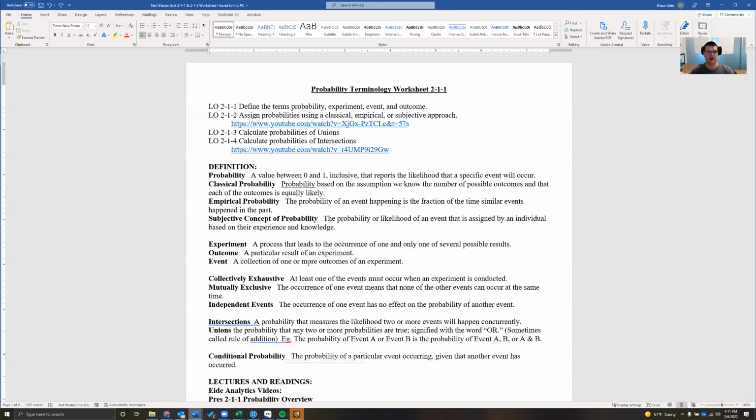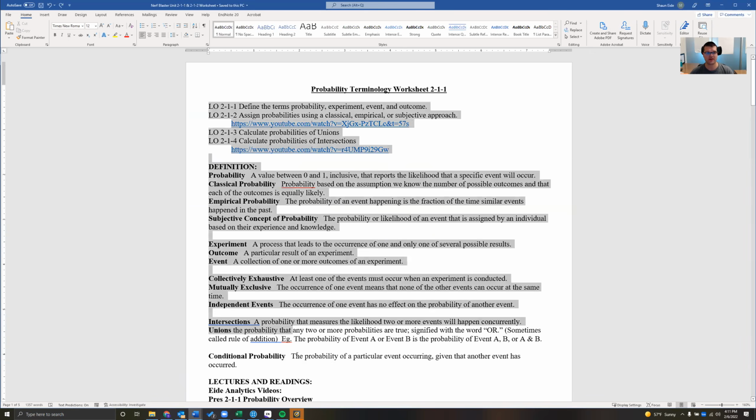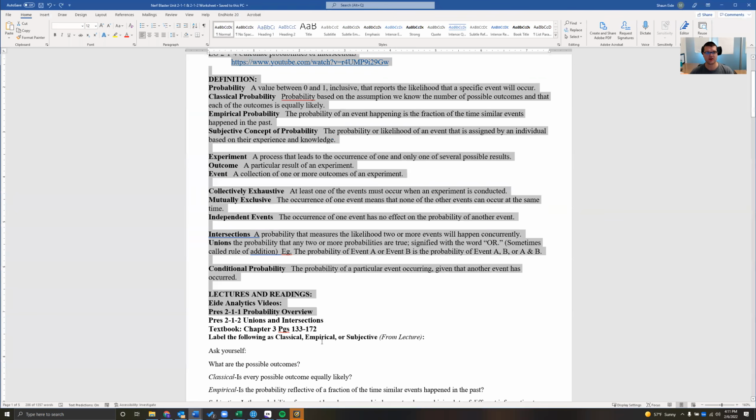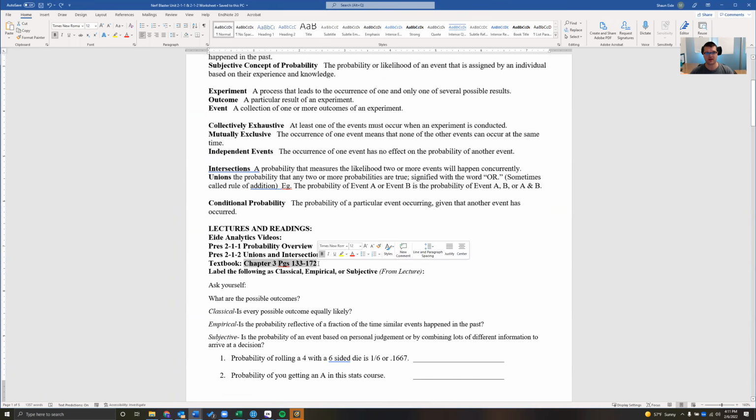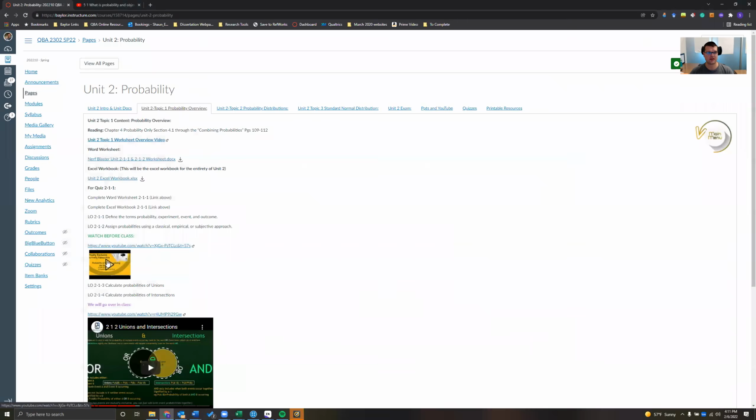Let's see here. We're going to be doing a lot of this in class actually, because this is a more interactive experience. Some of this is more vocabulary, and you'll notice that a lot of this is vocabulary. And then also, if you go into the textbook, you'll actually be able to get a lot of this. But the classical, empirical, and subjective information is specifically coming from this lecture right here.